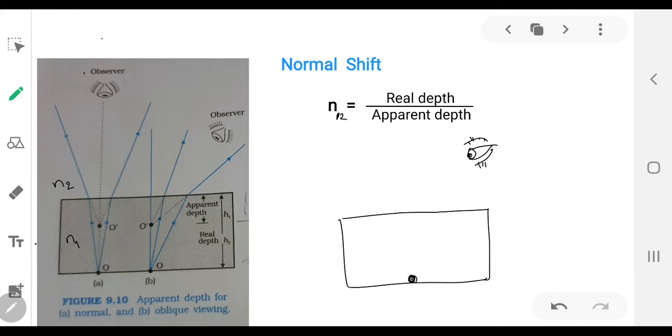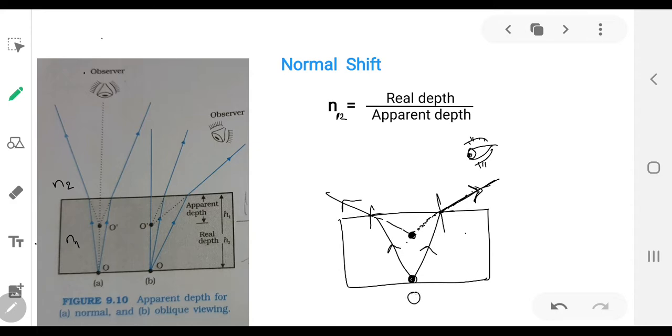The rays of light travel from the object, which emits the light. Now they meet the interface of the two media, the denser medium and the rarer medium. As the ray is traveling from denser to rarer, the ray bends away from the normal. For an observer, the ray appears as if it is coming from this point. He sees only the refracted ray falling on his eye. So the direction of the refracted ray appears as if it is coming from this point. So the observer feels the object is at this point.